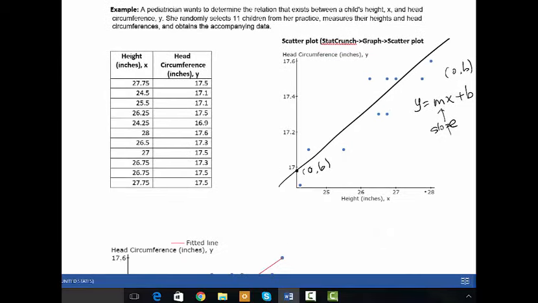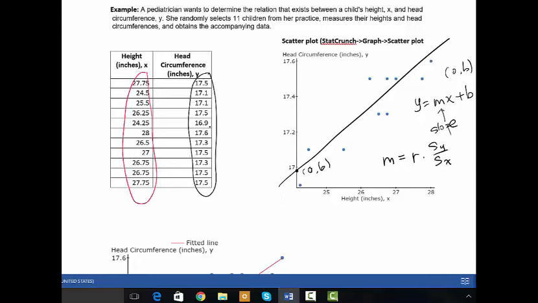Mathematicians have already found that in the least square regression, m is equal to r times sy over sx. This is how you find the slope by hand, and the formula is in your book. r is the correlation coefficient, and sy is the standard deviation of the y values, and sx is the standard deviation of your first column, which is the height.